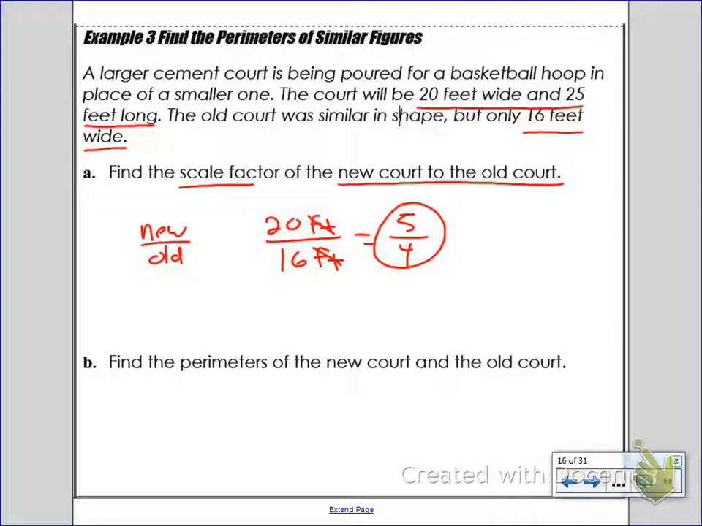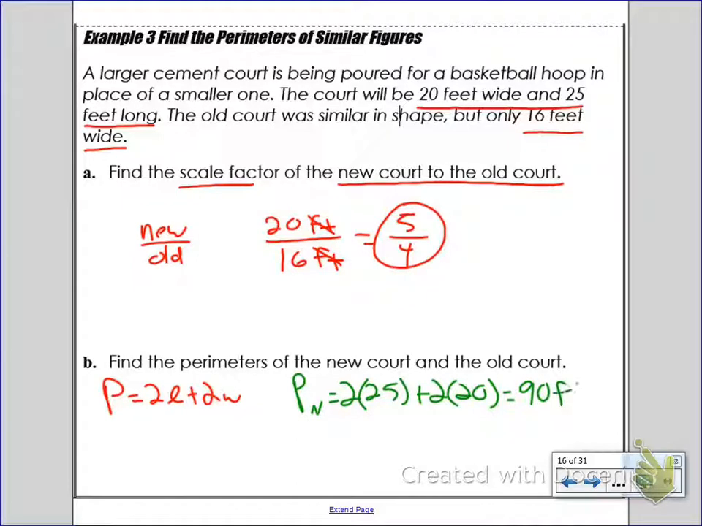Now the last thing we want to find here is the perimeter of the new court and the old court. Well, I can find the new court because I know all the dimensions of this one. To find perimeter, remember perimeter equals 2 times the length plus 2 times the width. So the perimeter of the new court is going to be 2 times the length of that court, which is 25 feet, plus 2 times the width of that court, which is 20 feet. 2 times 25 is 50, 2 times 20 is 40, 50 and 40 makes 90 feet. So this is the perimeter of my new court.